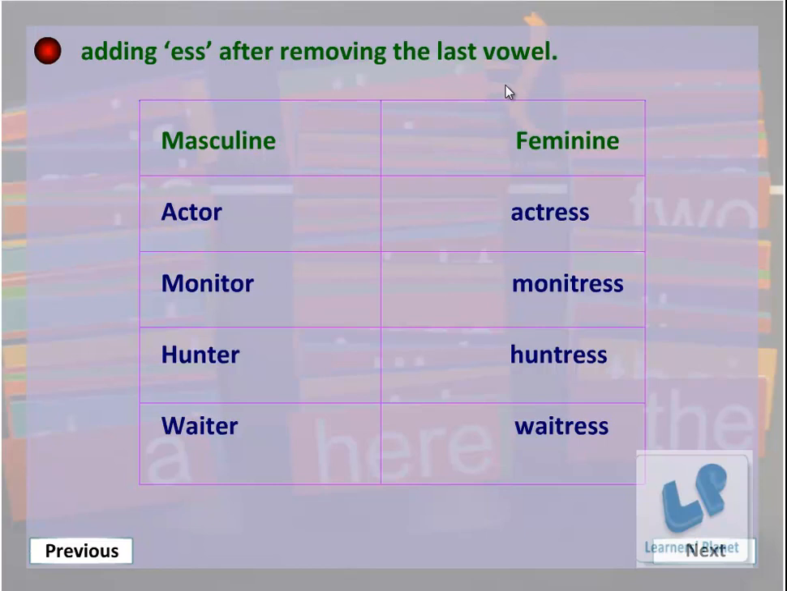Now sometimes prior to the addition of ESS, you have to remove the last vowel that has been used in the masculine word. For example, actor. So now you will have to remove the O, so that will be ACTR, and you will add ESS. So that way it becomes actor, actress, monitor, monitress, hunter, huntress, waiter and waitress.